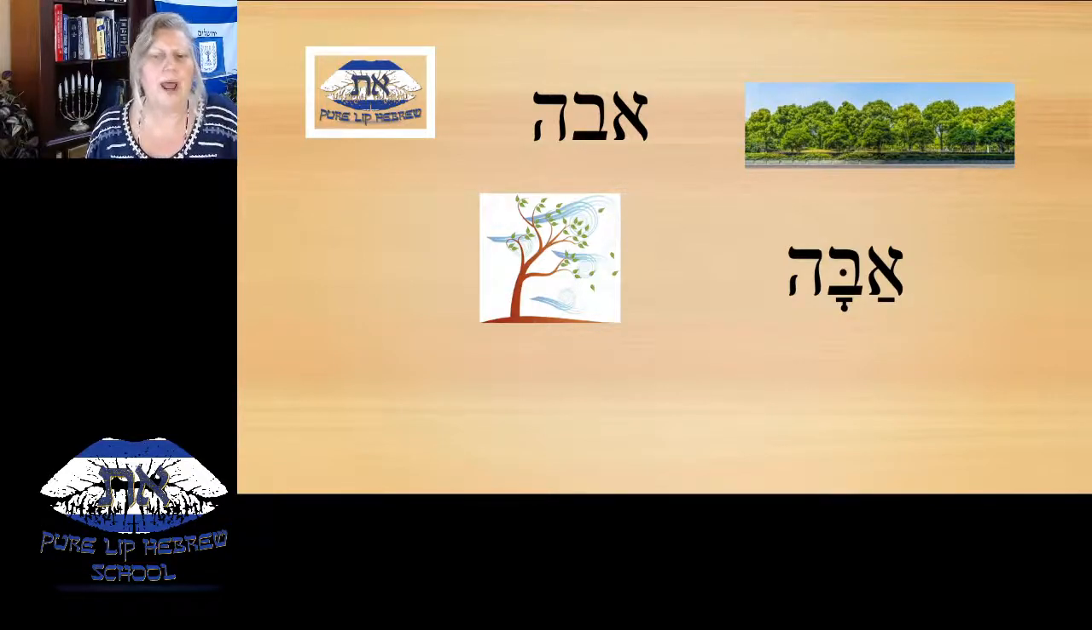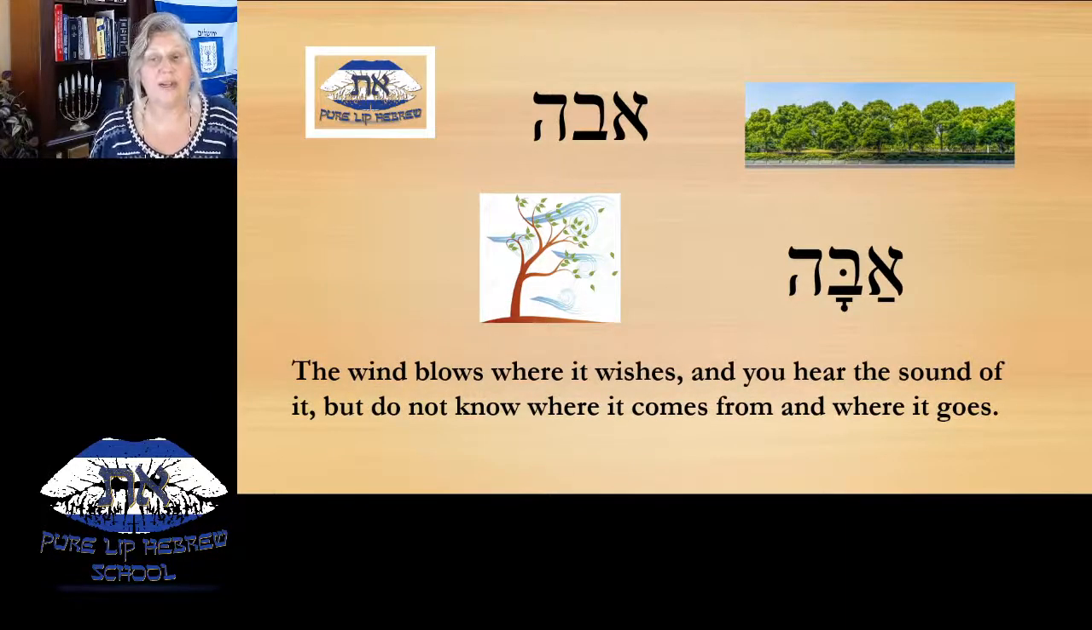Vowels are all breath. You say them with your mouth open. Ah, eh, e, o, u. But the trees are rooted. B, g, d, z. With the introduction of the vowels, we can now see the wind blowing through the trees, and anybody can learn the language. The wind blows where it wishes, and you hear the sound of it, but do not know where it comes from and where it goes.